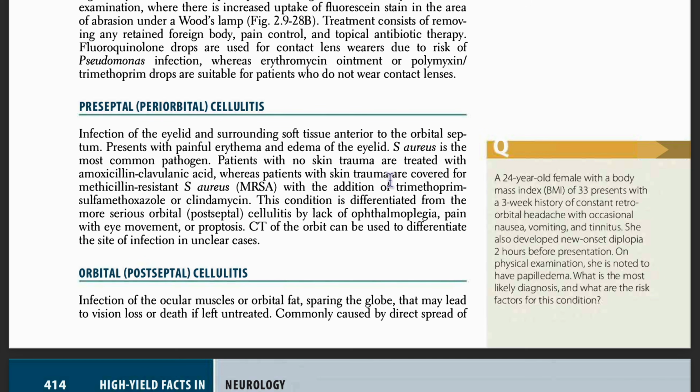Whereas patients with skin trauma are covered for MRSA with the addition of TMP-SMX or clindamycin. This condition is differentiated from the more serious orbital postseptal cellulitis by lack of ophthalmoplegia, pain with eye movement, or proptosis. CT of the orbit can be used to differentiate the site of infection in unclear cases. So you do CT for this, okay.